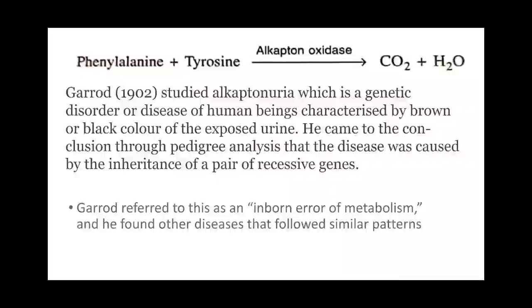He studied this defect, a genetic disorder or disease of human beings characterized by brown or black color of the exposed urine, and he came to the conclusion through pedigree analysis that the disease was caused by the inheritance of a pair of recessive genes. A number of human diseases were identified and described which fell into the category of inherited metabolic defects, and Garrod referred to these as inborn errors of metabolism. He found other diseases that followed similar patterns.